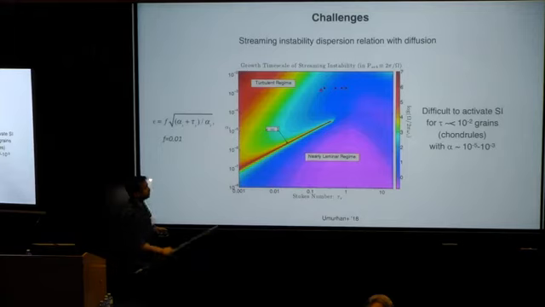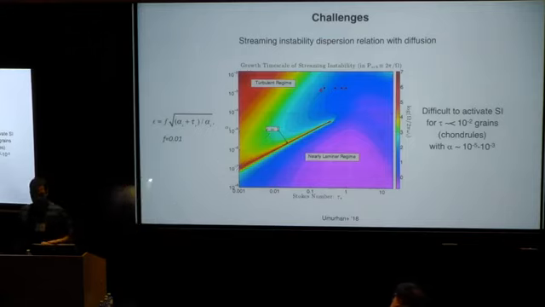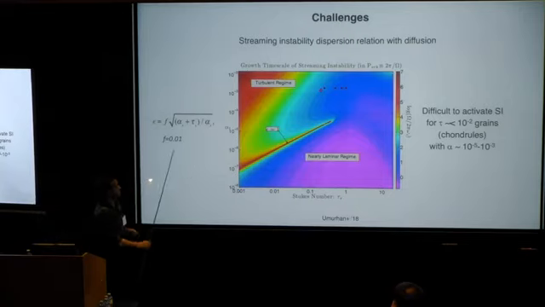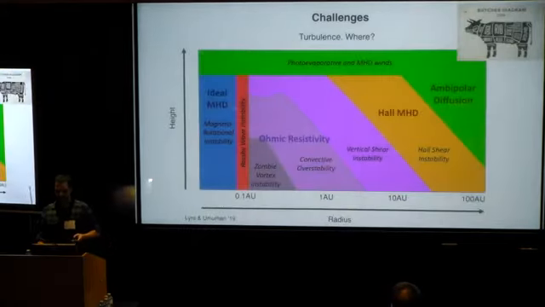So for chondrules, so tau from 10 to the minus 2 to 10 to the minus 2, which is here, and alpha values from about 10 to the minus 5 to 10 to the minus 3, this region becomes quite difficult to get streaming going. Of course, this is analytical, right? The growth rates only. We would need to model that to understand exactly how that will play out in actual simulations. So I would say that this is another challenge.